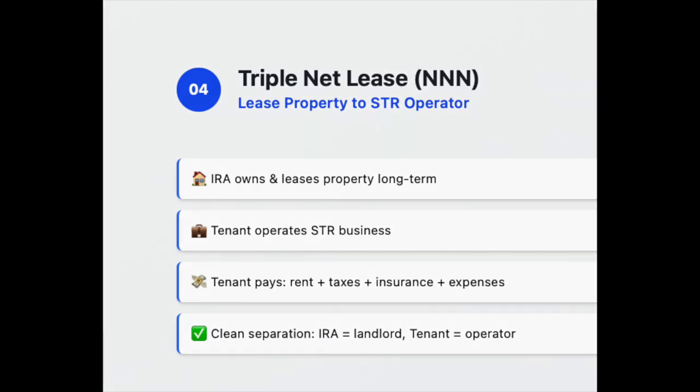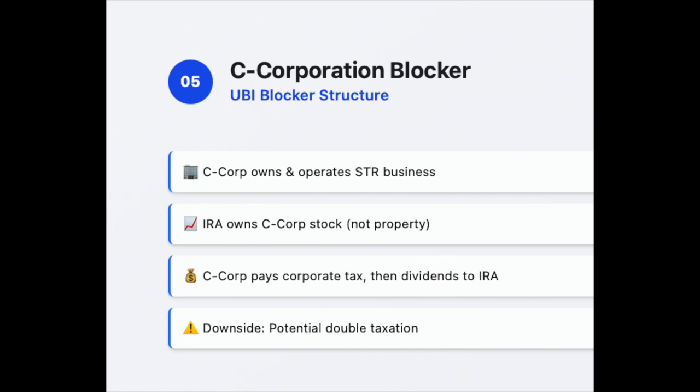Okay, strategy 5 involves a different kind of company. Yes. This one is using a C corporation blocker, sometimes called a UBI blocker. Okay, how does that work? You set up a regular C corp, and that C corp is the entity that owns and operates the STR business. Your IRA doesn't own the property directly anymore. It just owns shares of stock in that C corp. So the business activity, the STR operation, happens inside the C corp.